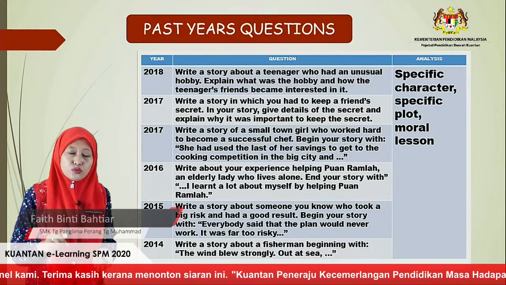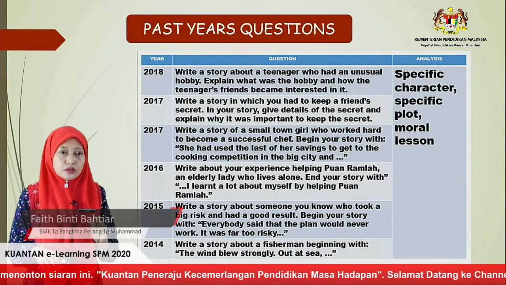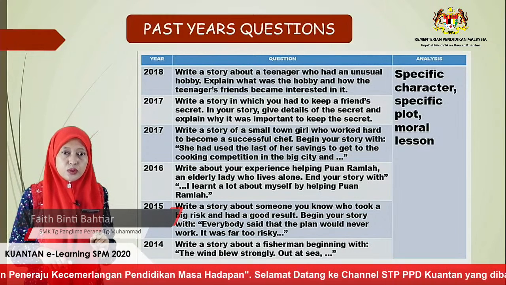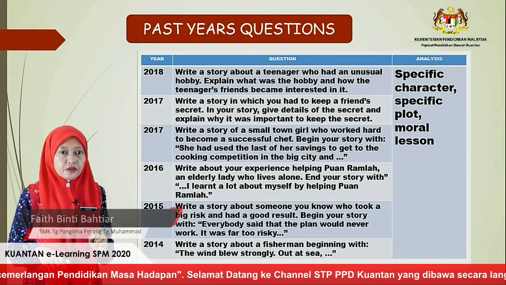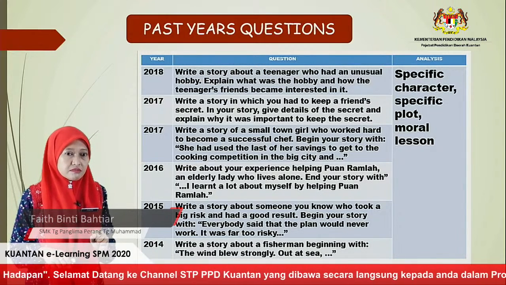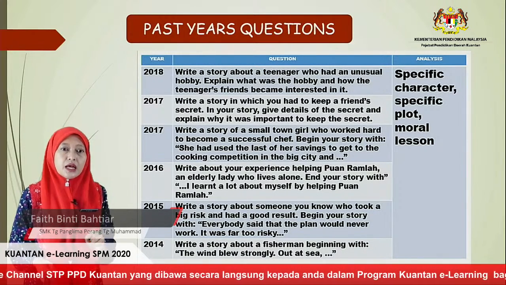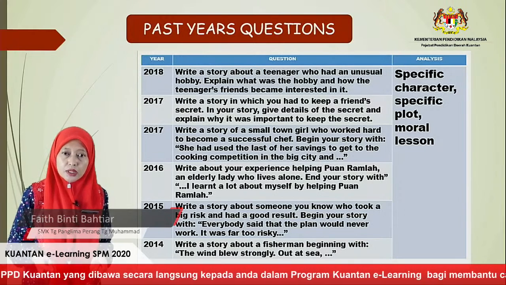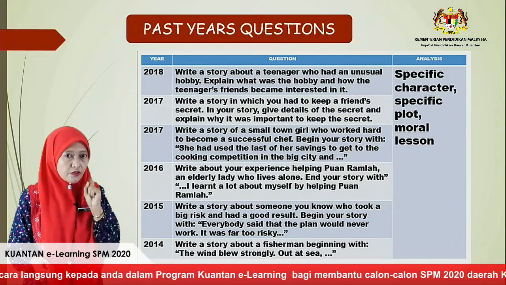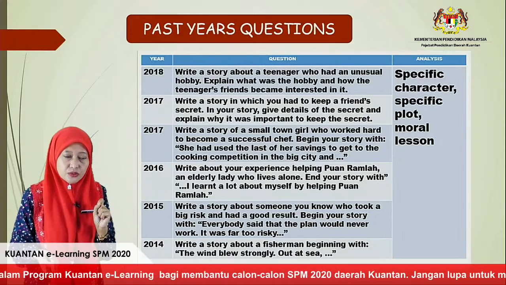Okay, now we look at 2017. 2017, actually there were 2 questions that can be written as stories. Write a story in which you had to keep a friend's secret. This is very scandalous. In your story, give details of the secret and explain why it was important to keep the secret. Okay, not only you're writing about your friend, but your friend, he or she had secret.